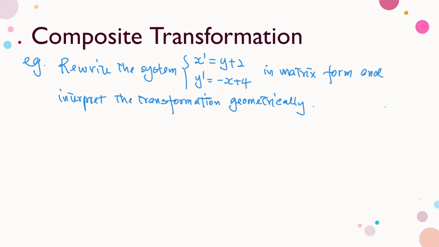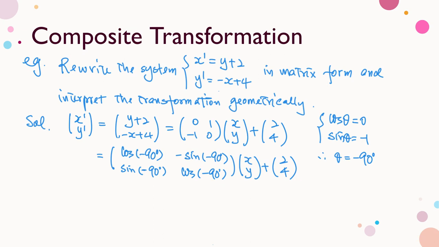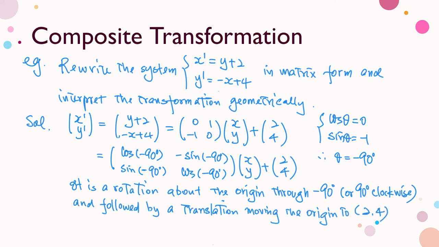Use the matrix form to represent the system of equations. By setting cos theta = 0 and sin theta = -1, we have theta = -90 degrees. Therefore, (x', y') equals the following. The transformation is a rotation about the origin through -90 degrees, or 90 degrees clockwise, followed by a translation moving the origin to (2, 4).